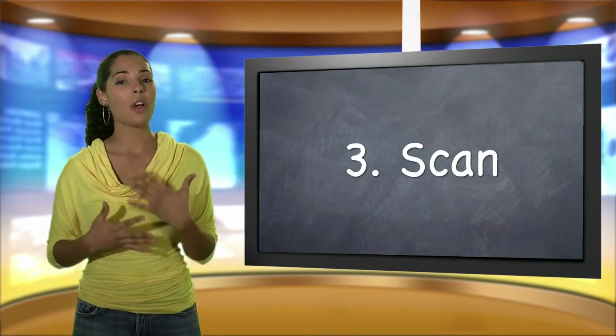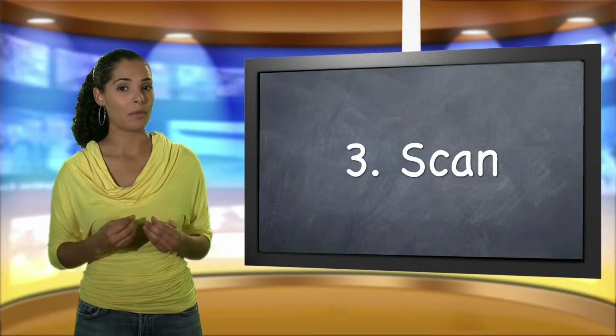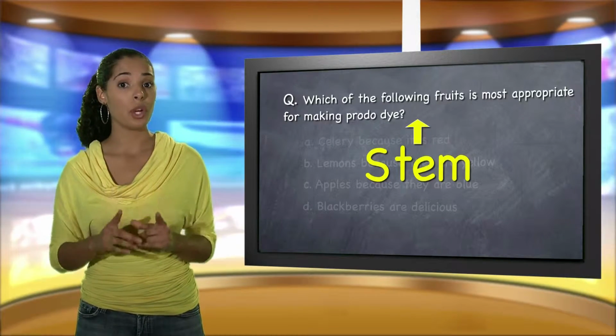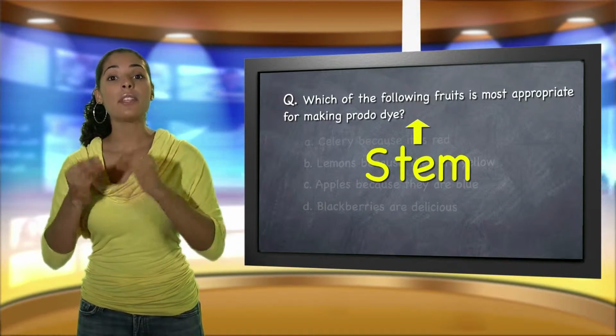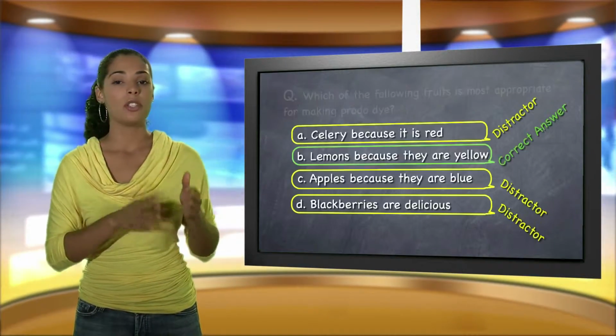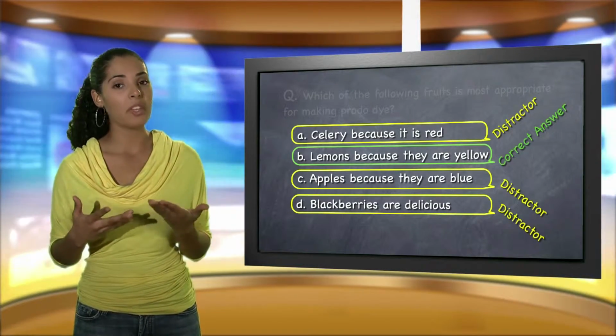Now that we've discussed the overall approach to the test, let's talk about some of the questions themselves. First, I want to introduce you to 2 terms that I'm going to use in this section, the stem and the distractors. The stem is the first part of the question. The distractors are the choices or the answers.